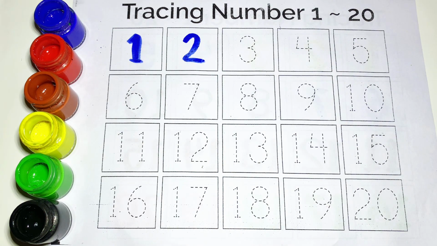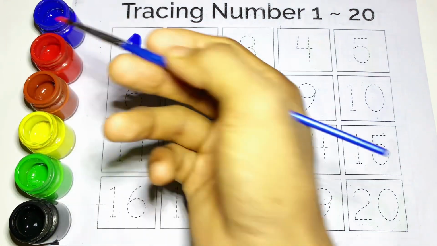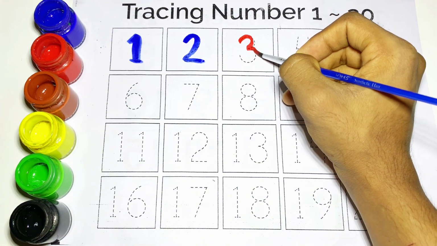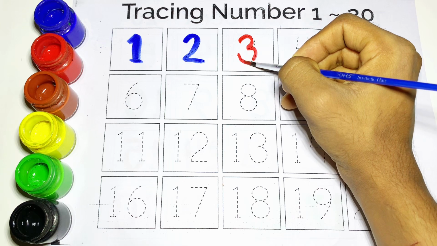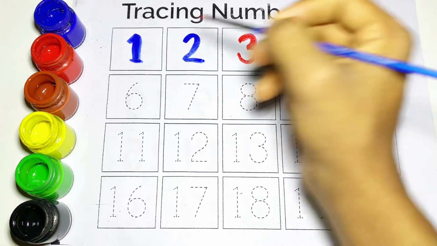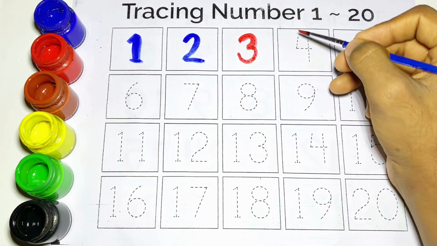Kids, now you draw 3. The number 3, and use red color. T-H-R-E-E, 3. Kids, again use red color and draw 4.